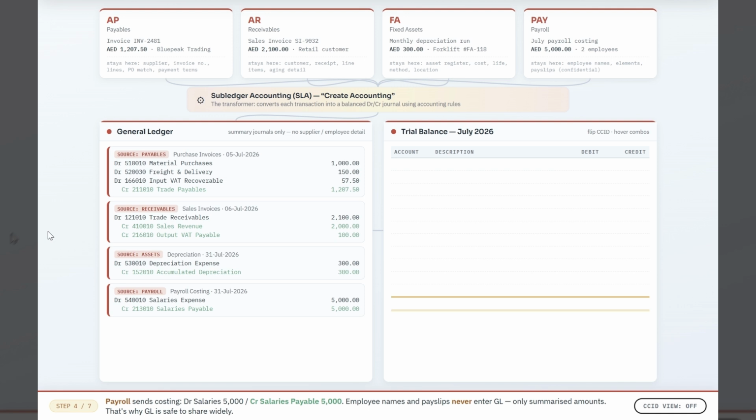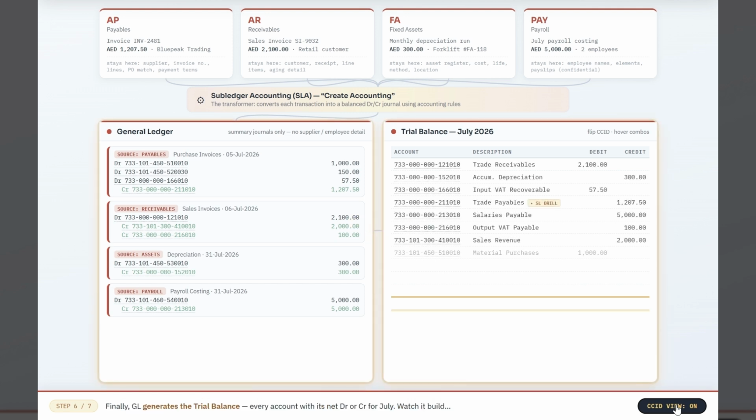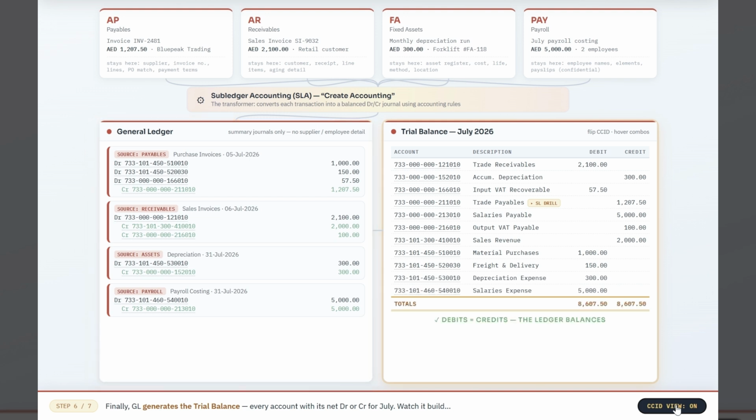And that is exactly why the GL is safe to share widely. This is the golden rule again: detail in the subledger, summary in the GL. And every journal line is stored as a full code combination. Finally, GL produces the one report that proves everything: the trial balance. Every account with its net debit or credit for the month. And look, debits equal credits. The ledger balances.